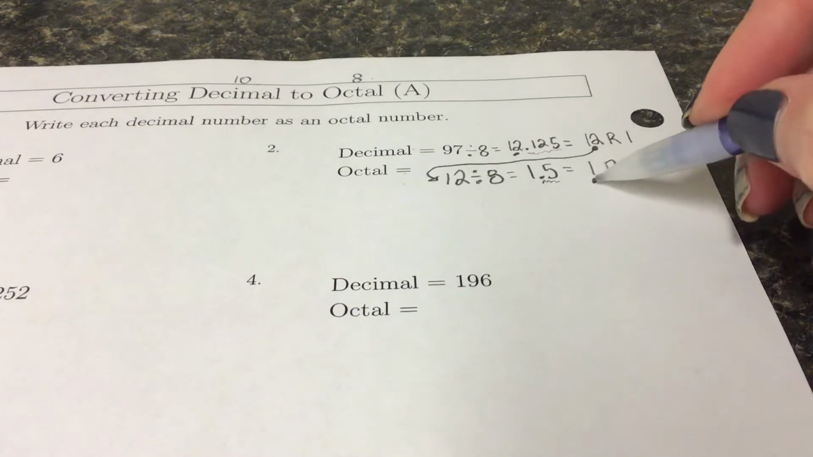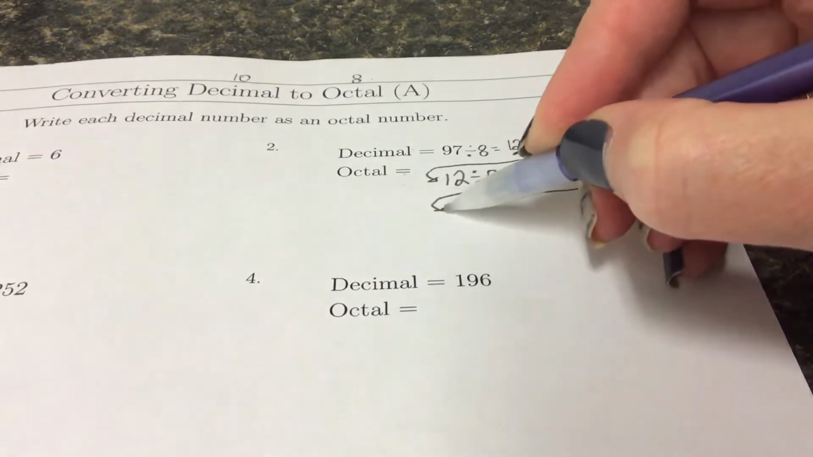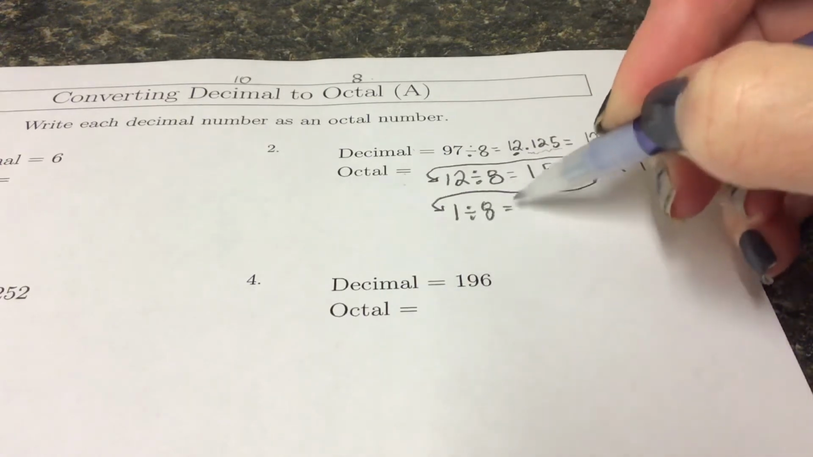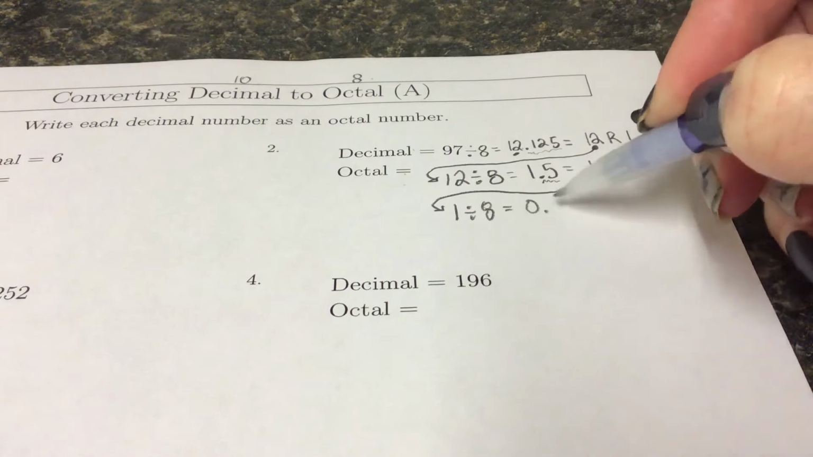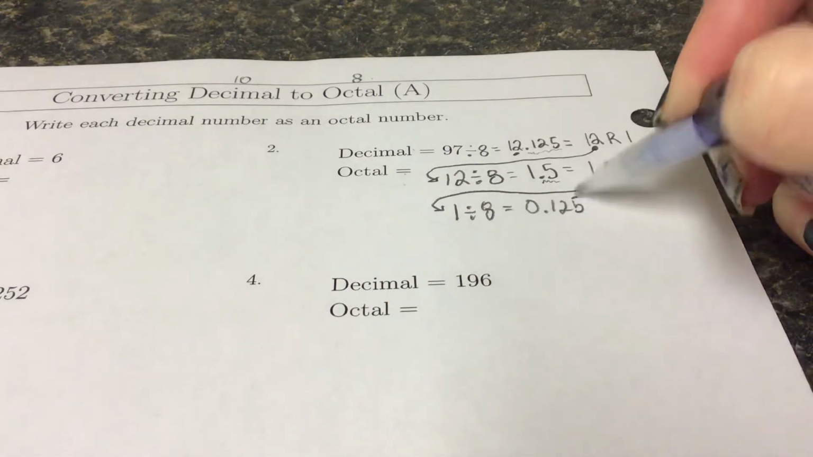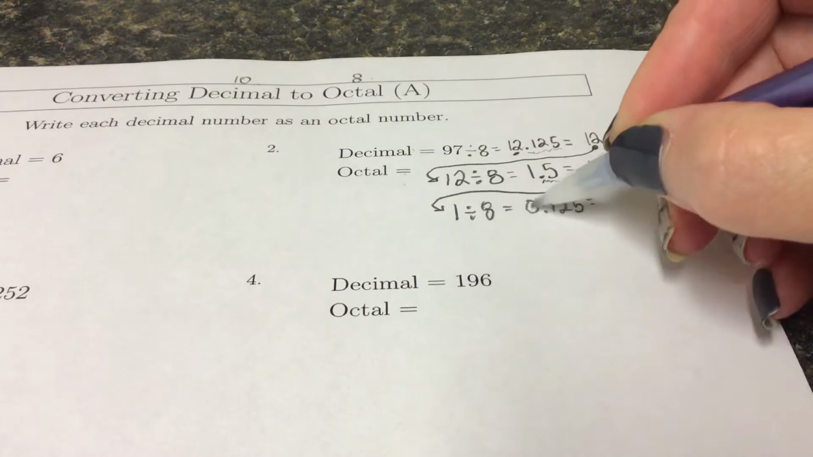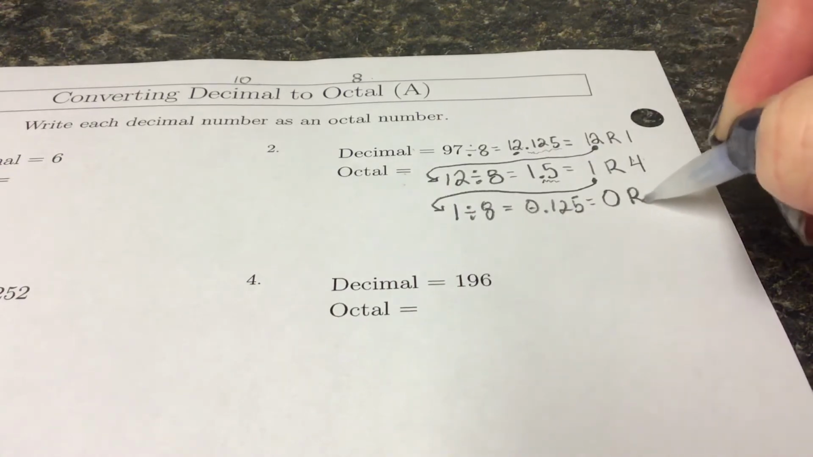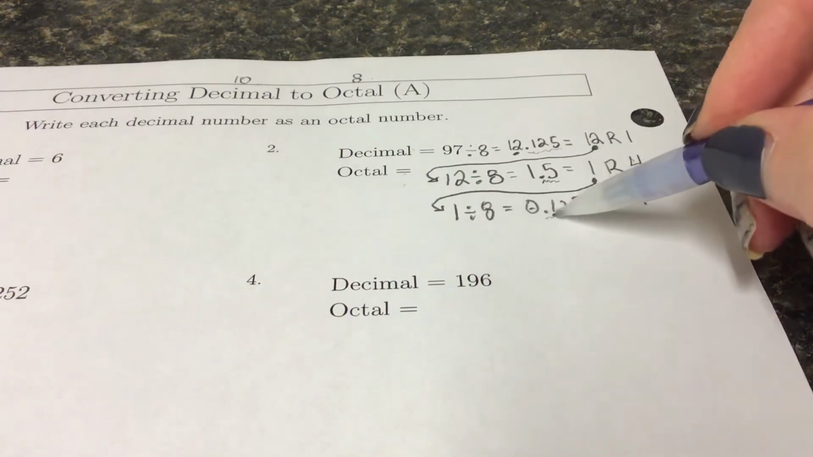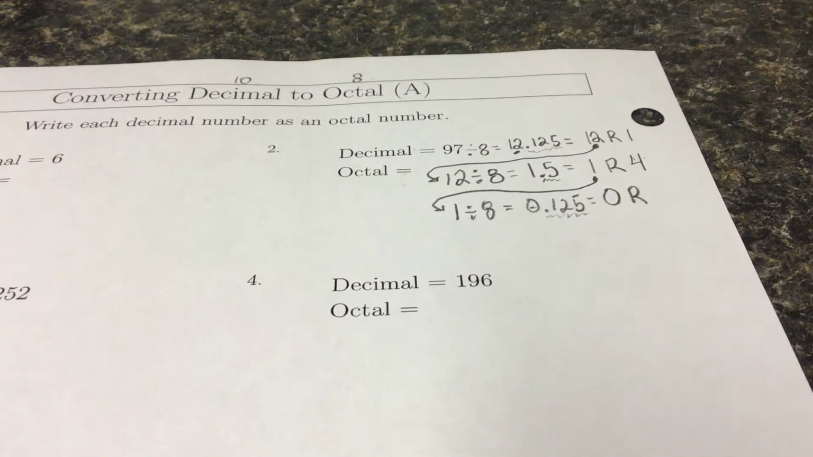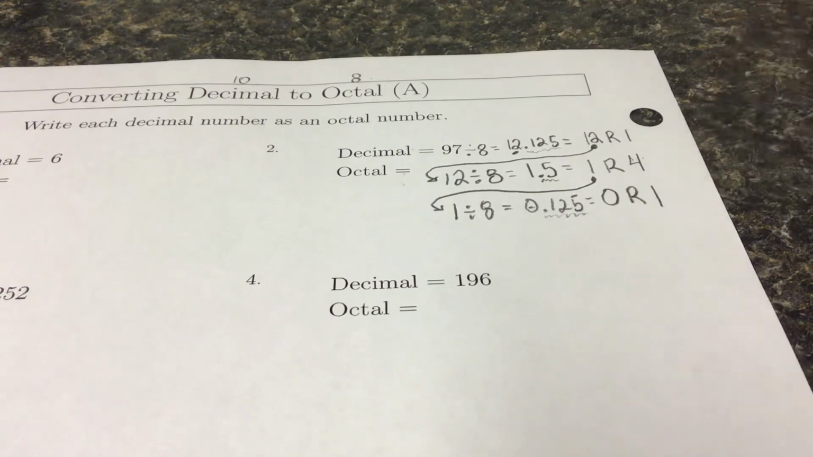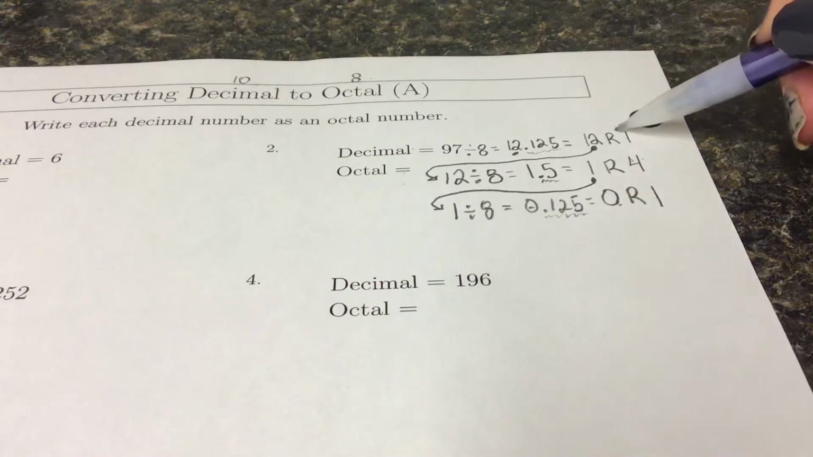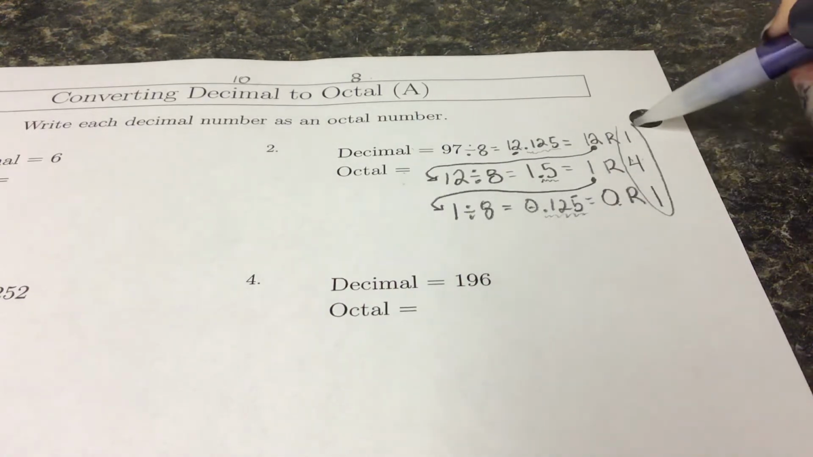And we're going to keep going. This 1, bring it down here, divide it by 8 again. When we do 1 divided by 8, we get 0.125. That means it does not go in at all, so there's a 0 here. But we do have a remainder, and you take just your decimal times 8, which gives us a 1 here. Because we got a 0 in this spot, that's how we know that we're done. And your octal number is right here.